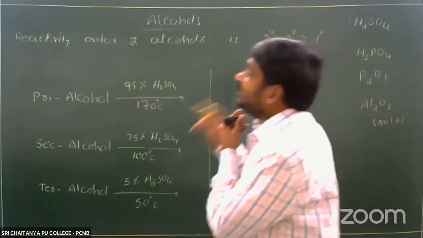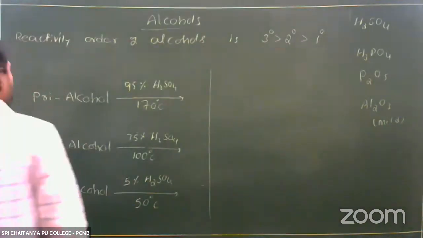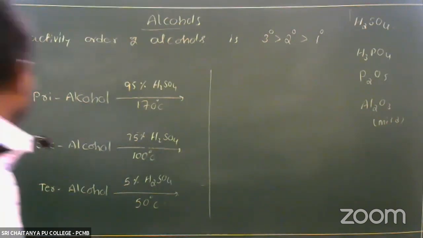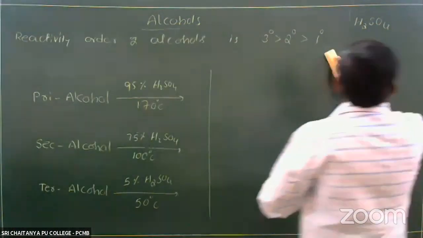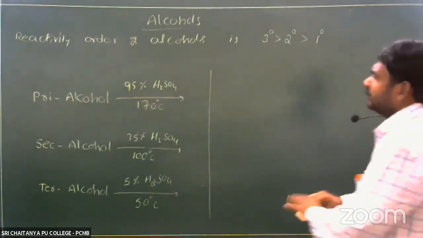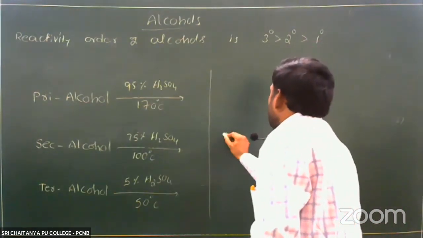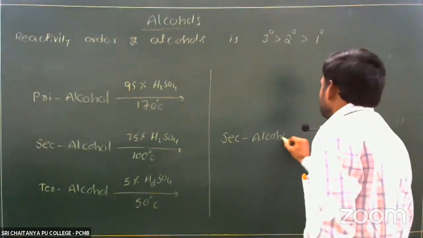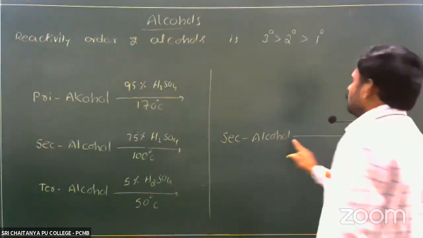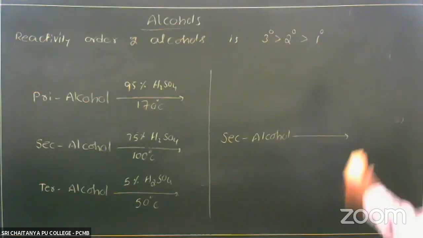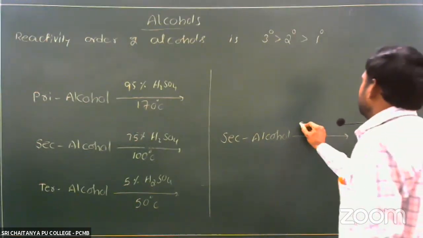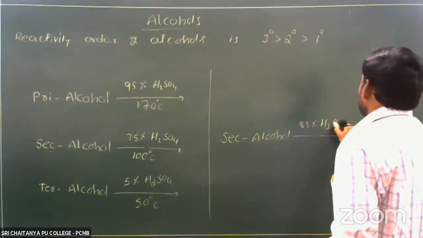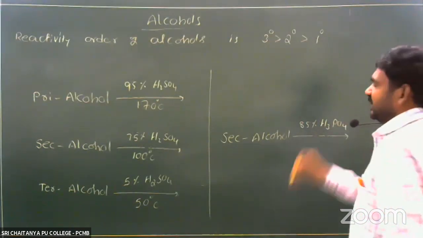Next one, instead of sulfuric acid, here we also use phosphoric acid. Phosphoric acid also acts as a dehydrating agent. So if you take a secondary alcohol, to undergo dehydration, this secondary alcohol requires 85% phosphoric acid.